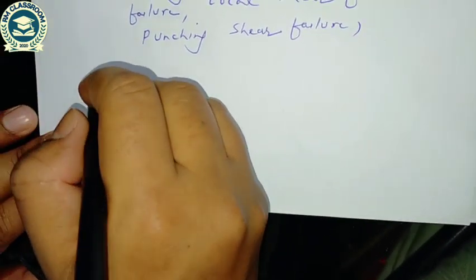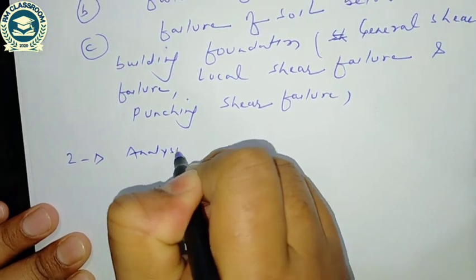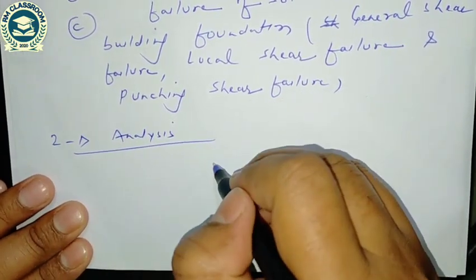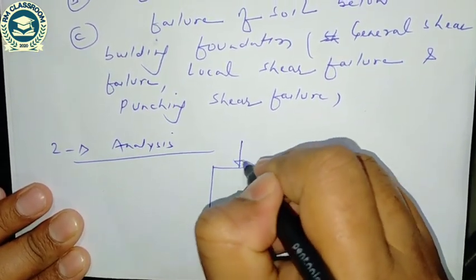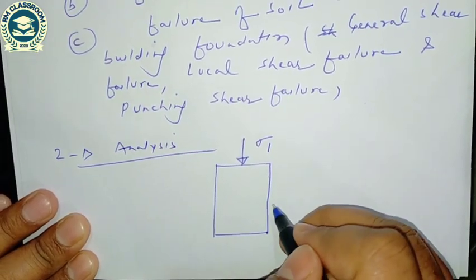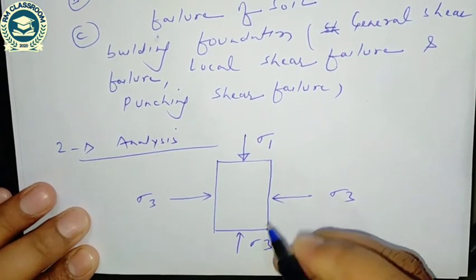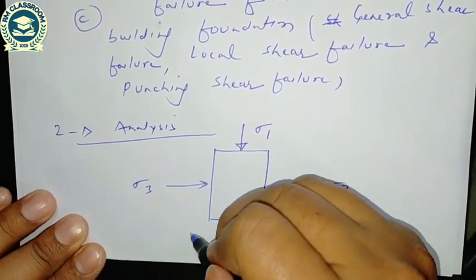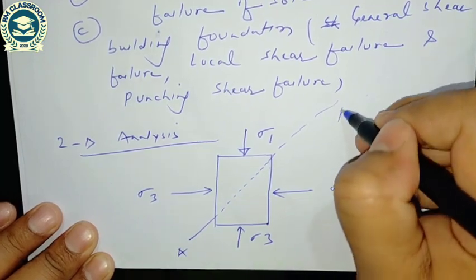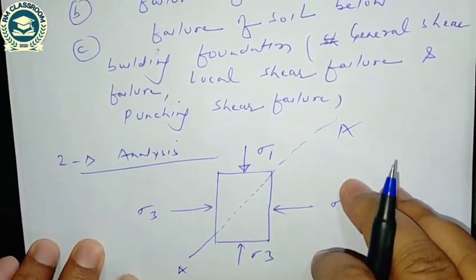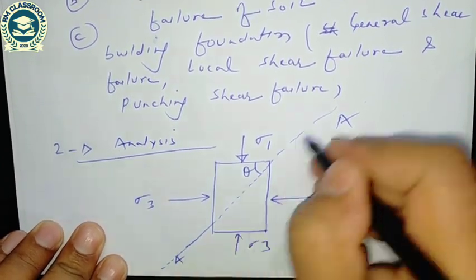So let us take a 2D analysis. If this is the block, this is the major principal stress and this is the minor principal stress, and consider a plane AA at an angle theta with the major principal plane. Let us assume failure will occur along this plane.